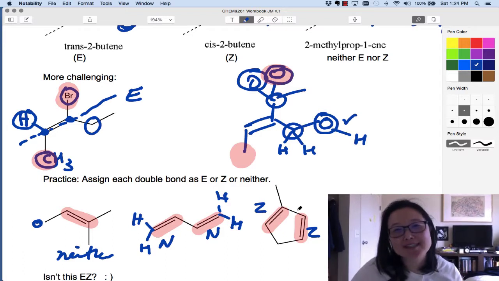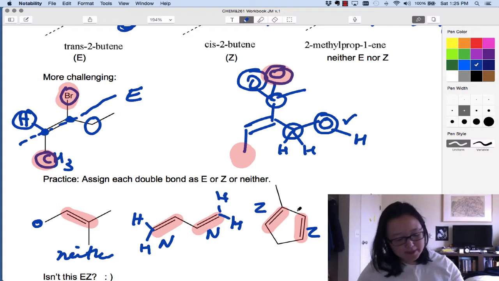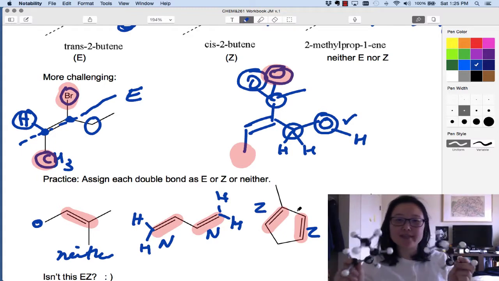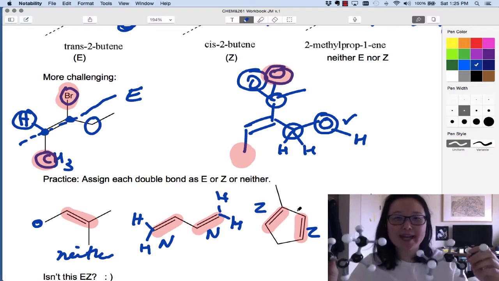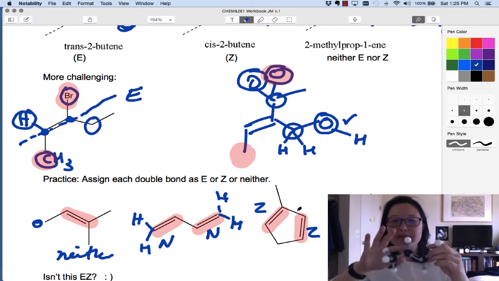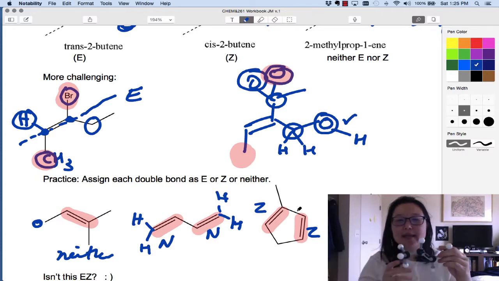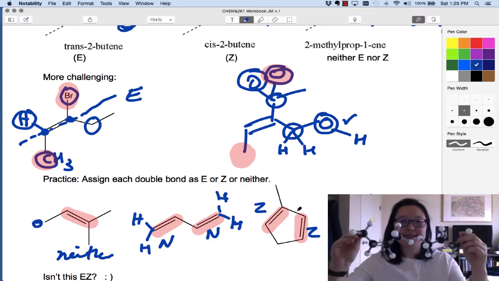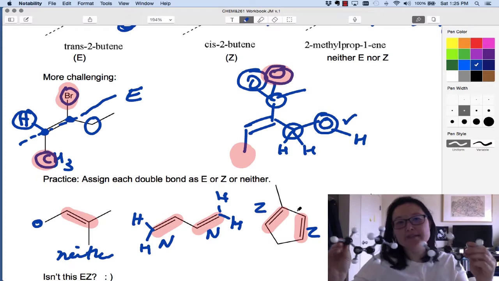Give it lots of practice till you really see it. But the point of this is being able to tell that there are different stereoisomers, okay? By switching groups on the carbon of the double bond, if you get the same thing, then there's no stereoisomer. If you get different things, like cis versus trans, then you're going to have a stereoisomer.